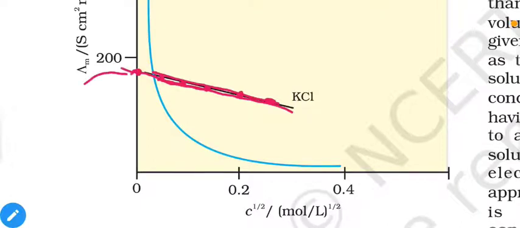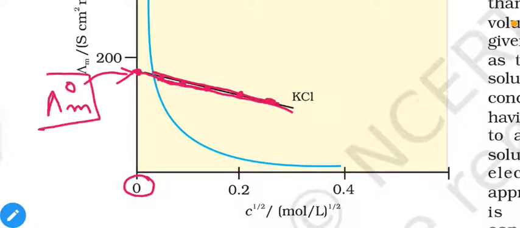at the y-axis, and this is the value at the y-axis when concentration is equal to 0, which is not possible practically, but we are doing it theoretically. At this point, the conductivity of this solution is called limiting molar conductivity, and this is the symbol of that limiting molar conductivity.